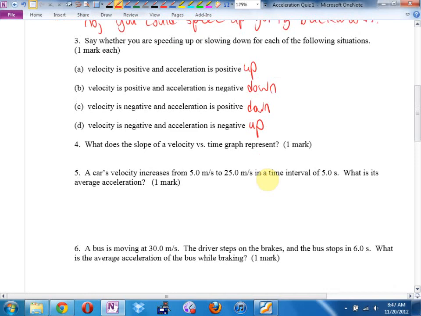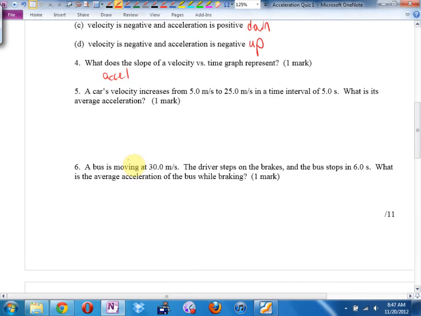Number 4, what does the slope of a velocity versus time graph represent? Acceleration. All right. Number 5, a car's velocity increases from 5 to 25 in a time interval of 5 seconds. What's the average acceleration? Acceleration is v final minus v initial over t. It's going to be 25 minus 5 all over 5. It's going to be 20 over 5. Do you get 4.0 meters per second squared? Is that right? 1 mark.